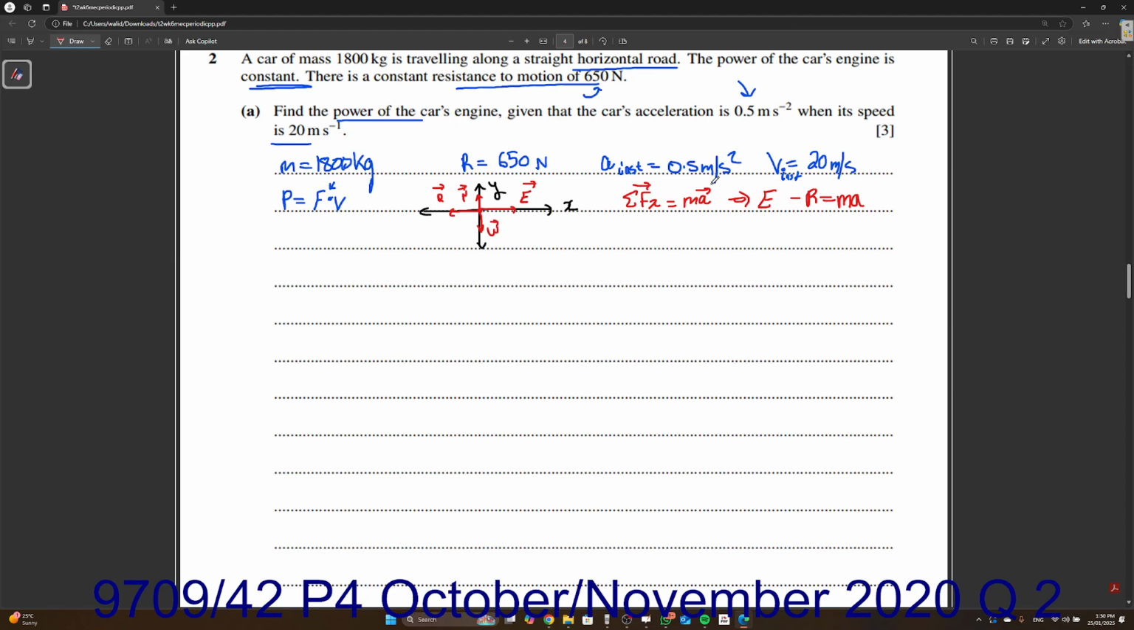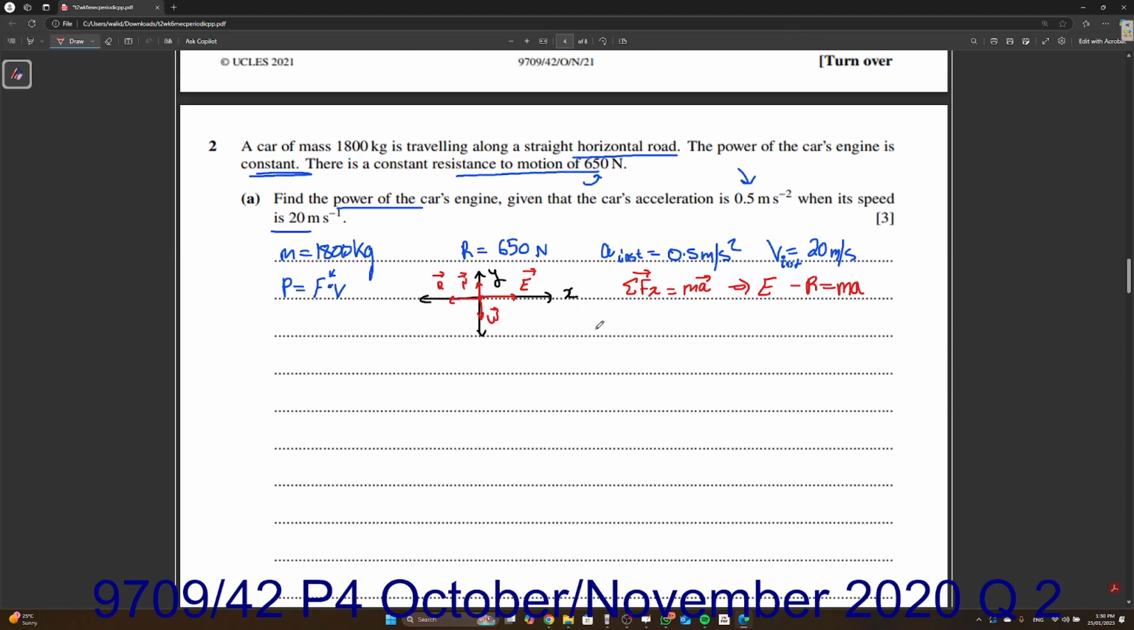Other people skip the FBD completely, and they just use sigma F equals ma immediately, and they just subtract the resistance force. They do this directly. Why I don't recommend this is because sometimes you might miss something. So always, when you have more than one force, especially a resistance force, draw the FBD. Whenever you're working with forces, draw the FBD so you know exactly what forces are acting.